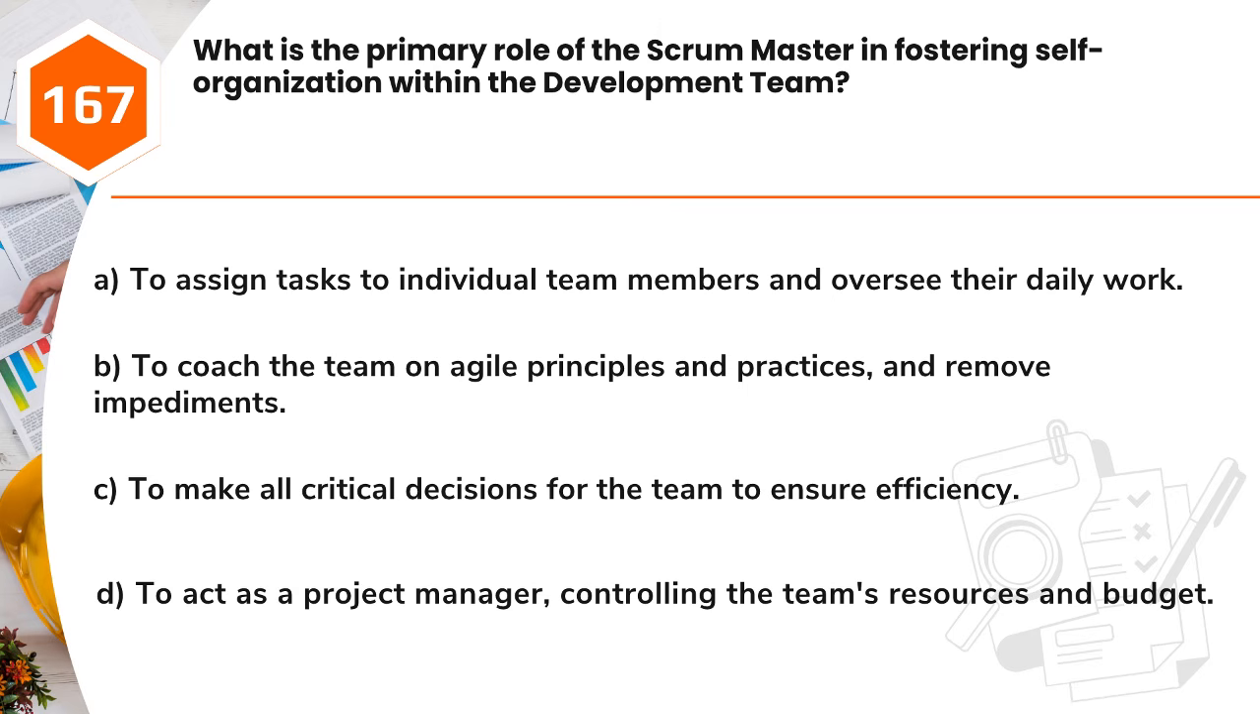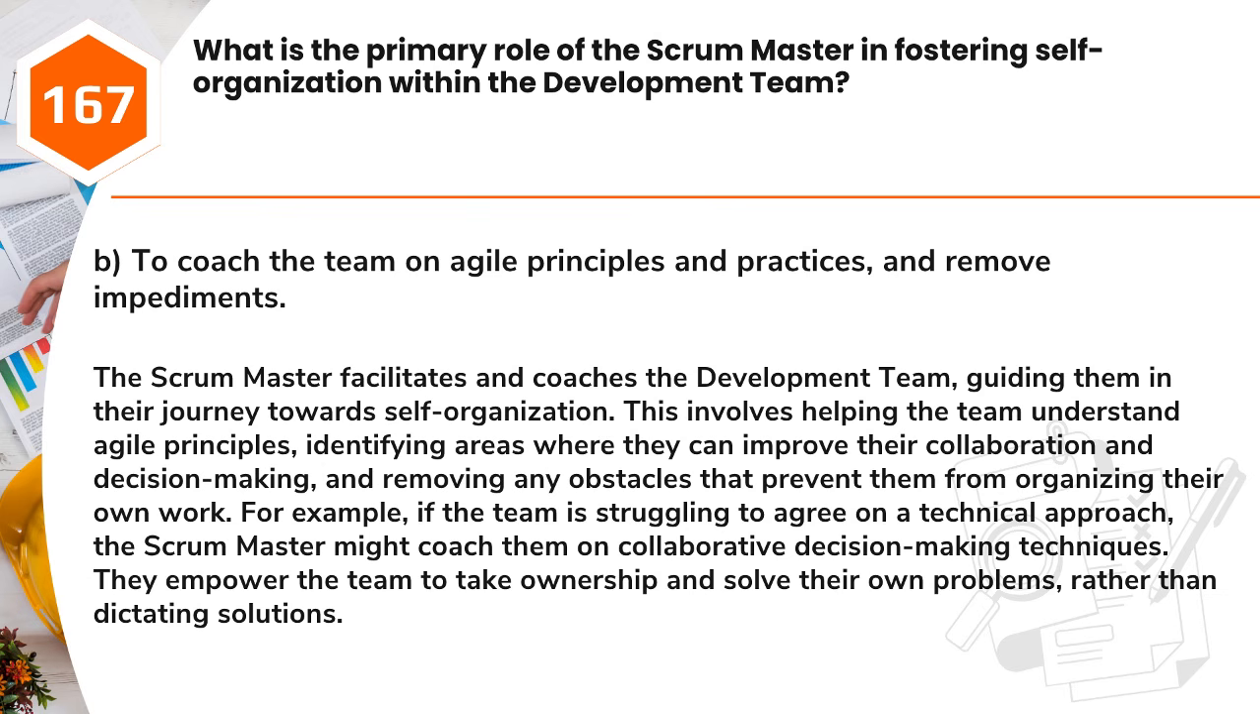Question 167. What is the primary role of the Scrum Master in fostering self-organization within the development team? A. To assign tasks to individual team members and oversee their daily work. B. To coach the team on agile principles and practices, and remove impediments. C. To make all critical decisions for the team to ensure efficiency. D. To act as a project manager, controlling the team's resources and budget. Answer: B. To coach the team on agile principles and practices, and remove impediments.